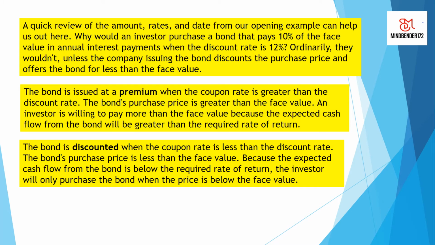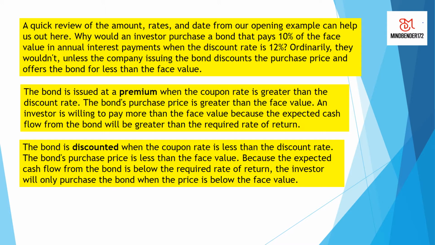Now let's review the example given in the previous slide. In the example you can see we have a face value of $1,000 and the bond pays 10% of the face value. That means annual interest payments. When the discount rate is 12%, ordinarily the investor will not be attracted to this kind of bond. But there are certain ways the investor will purchase this, but at a lesser price.